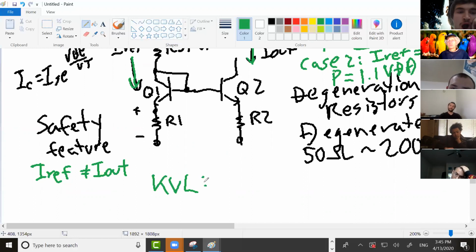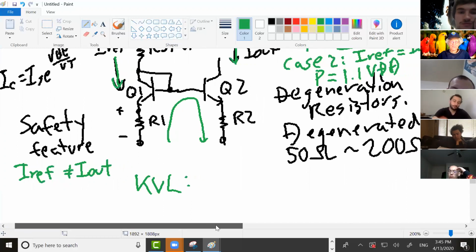And I want something that relates R1, R2, I ref, and I out. Those are the things that I want to change, R1 and R2, to get different I refs and I outs. So I want those in my KVL equation. So I see this loop right here. It gets both R1 and R2. And so that looks kind of promising. So let's try to find the KVL for that.